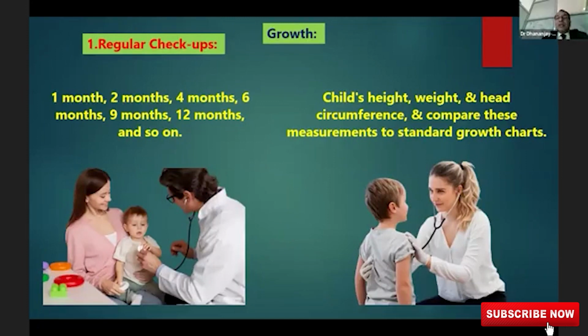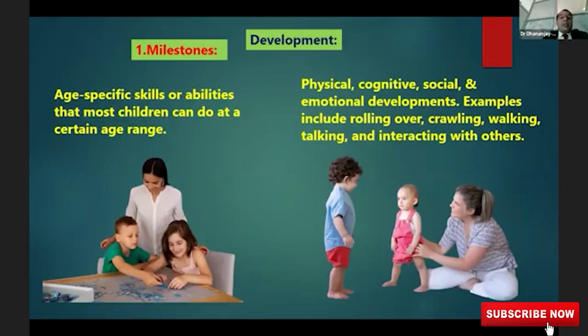You have to go for a regular health checkup at the age of 1 month, 2 months, 4 months, 6, 9, and 12 months. And the child's height, weight, and head circumference should be measured at regular intervals to ensure the proper growth of your child. And next is the development.